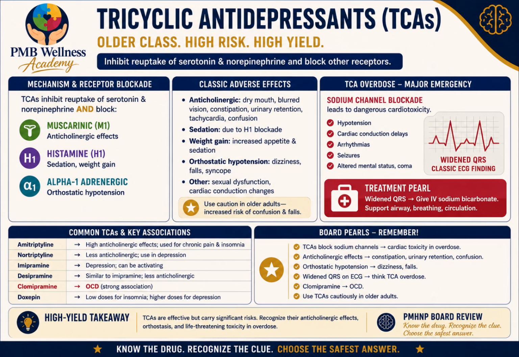Now let's talk about the major TCA emergency. TCA overdose. The TCAs block fast sodium channels in cardiac tissue. In overdose, that sodium channel blockade can impair cardiac conduction and cause life-threatening cardiotoxicity. Patients may develop hypotension, arrhythmias, seizures, altered mental status, and coma.